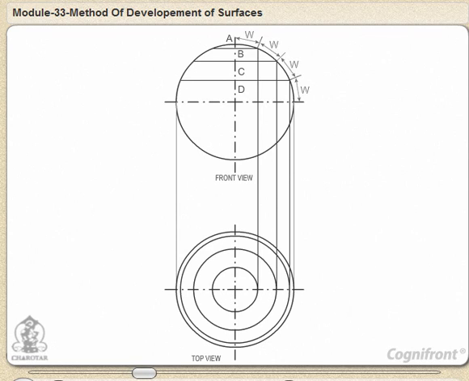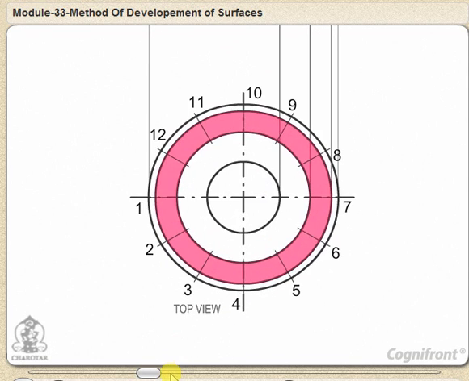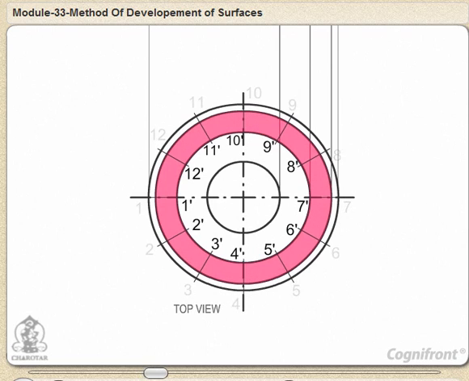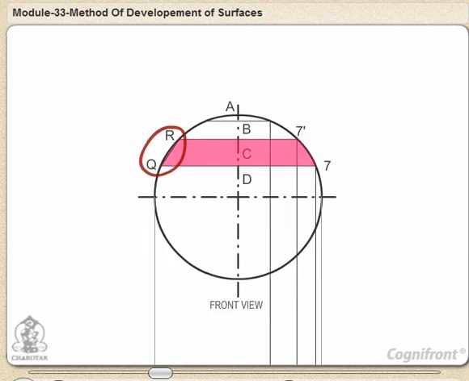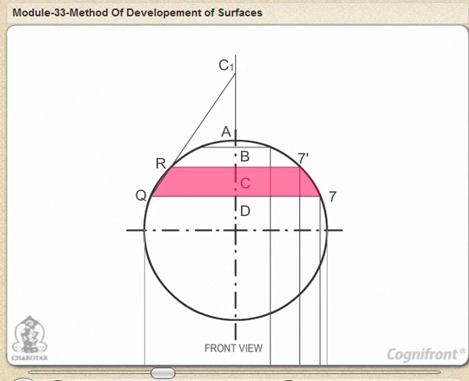Let us carry out the development of zone C. Divide the zone C into 12 equal parts in top view. Label them from 1 to 12 and 1 dash to 12 dash respectively. Join Q and R and extend this line to intersect at C1 with vertical center line. Similarly, join 7 and 7 dash and extend up to C1. Now, zone C is the frustum of cone C1, Q7.